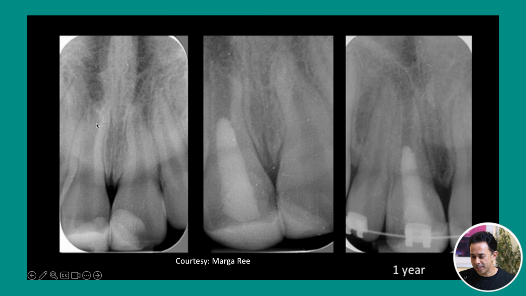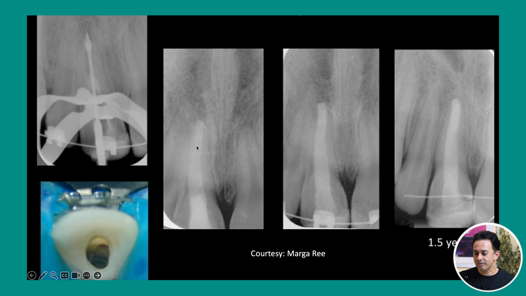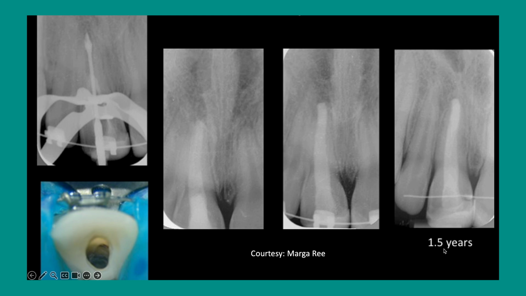Here's another case where there's an open apex. Marga tried revascularization, and after 1 year, you can see it hasn't worked. The apex is still open. So re-entry followed by MTA barrier here, followed by a fiberglass post. So again, there's a 1.5 year recall. You can see these clinical techniques work.